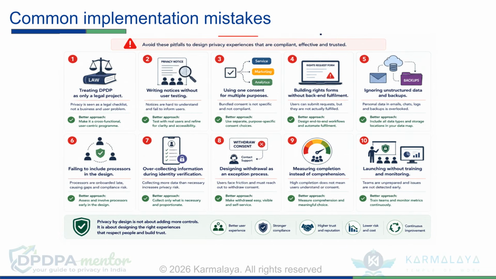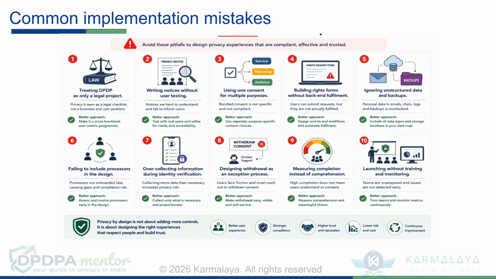Several mistakes occur repeatedly in privacy implementation. The first is treating the work as a legal exercise. Legal review is essential, but it cannot replace product, technology, security, and operations involvement. The second is writing a notice without testing whether users understand it. The third is collecting one broad consent for unrelated activities. This makes it difficult to demonstrate that choices were specific and meaningful.